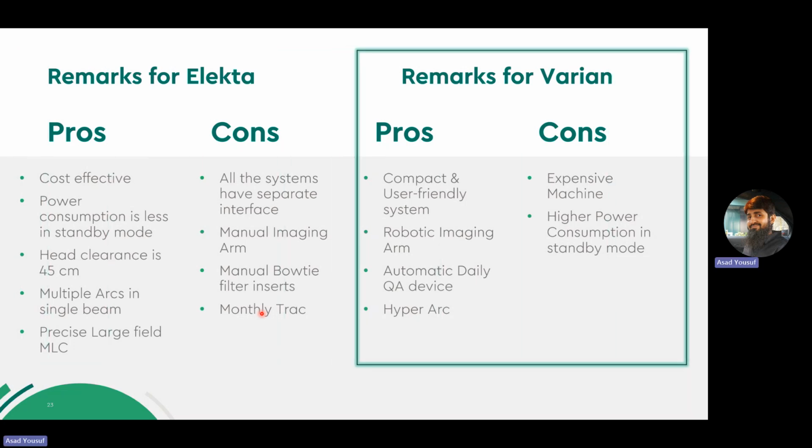For the remarks on the Varian: compact and user-friendly system, robotic imaging arm, automatic daily QA device. It also gives the HyperArc option for SRS patients in planning and also on the delivery side. Cons: expensive machine, higher power consumption in standby mode.